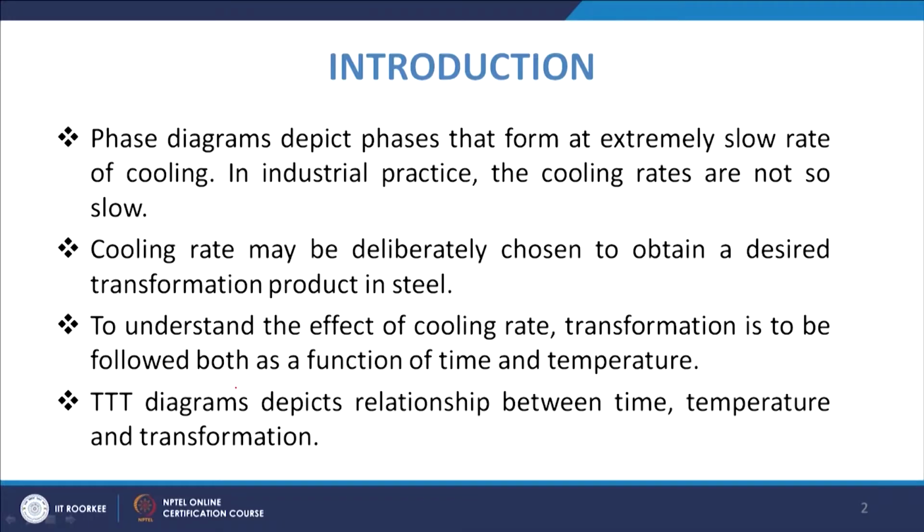So, what are these time temperature transformation diagrams? We discussed phase diagrams, and we knew that they are also known as equilibrium diagrams. In those, whatever phase we see is formed at an extremely slow cooling rate, and these are not very feasible cases, because in industrial practice the cooling rates are not so slow. We can choose the cooling rate deliberately at any value and obtain the desired transformation product in steel. So, for understanding the effect of cooling rate, transformation is to be followed both as a function of time and temperature.